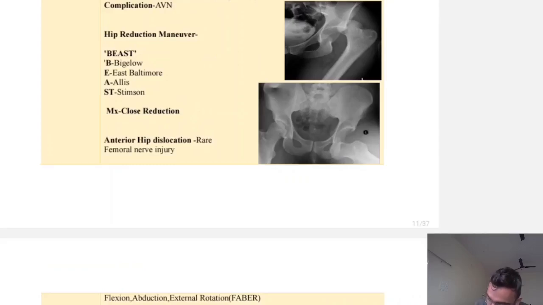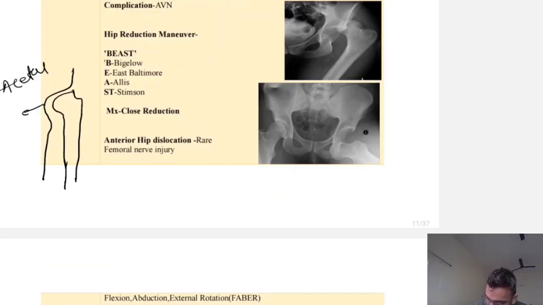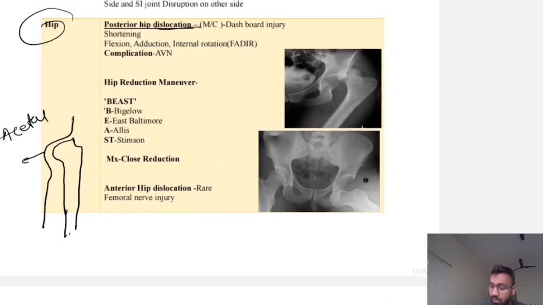Now next topic is posterior hip dislocation. So what is posterior hip dislocation? This is acetabulum. This is femur bone. Now there is a difference between dislocation and fracture.